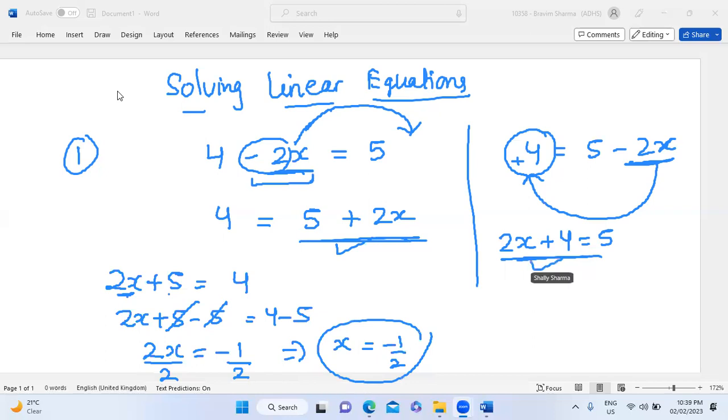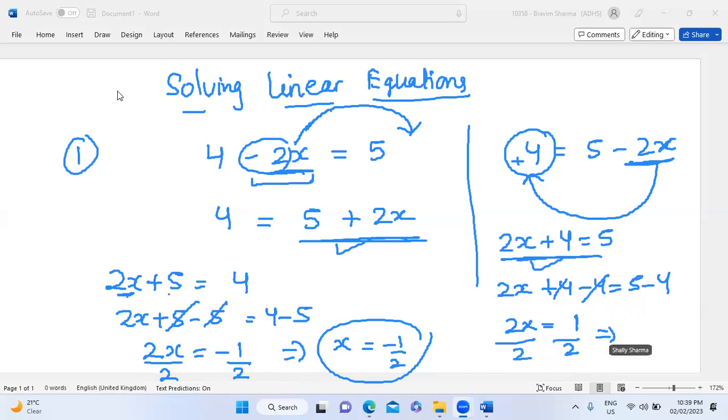Same way here, we will be doing 2x plus 4. 4 is added here, so we will subtract 4 from both sides. So 2x will be equal to 5 minus 4, which is 1. And after that, we will be dividing this equation by 2. So x will be equal to a half. So always remember, if the variable term has a negative coefficient, just change its place across the equal sign, from left to right or right to left.